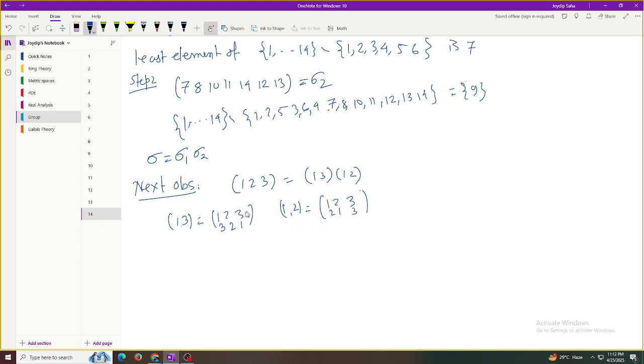So 1 goes to 2, 2 goes to 2, 1 goes to 2, 1 goes to 2, product. So 2 goes to 1, 1 goes to 3, 2 goes to 3. Then 3 goes to 3, 3 goes to 1, 3 goes to 1. So this is 1 2 3. Okay.